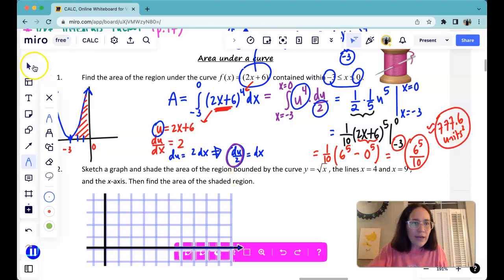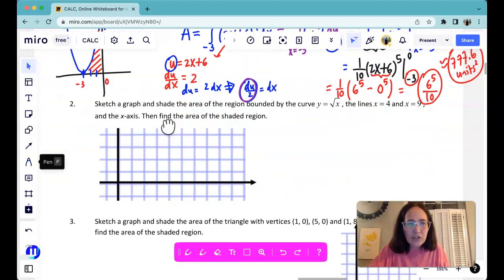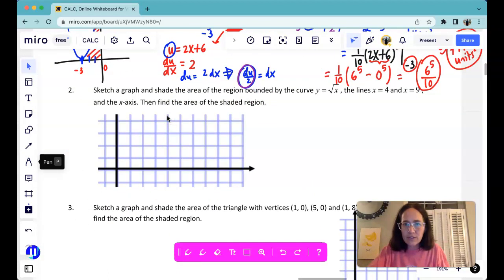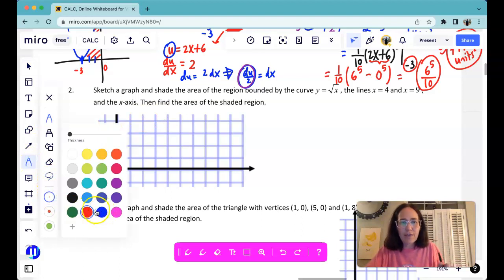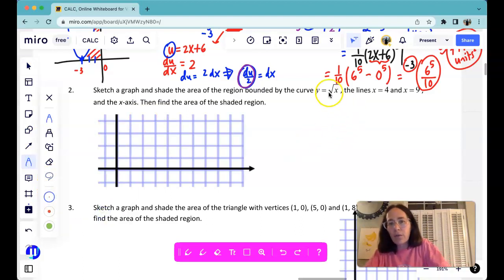Okay, so then I want to kind of skip around this page and the next page. Number 2, I like the looks of this one because for this one I would not need a calculator to sketch this graph. I have to think back to what I know about the curve y equals square root of x because we want to shade a region underneath it.